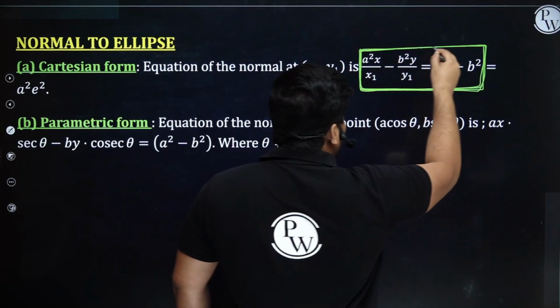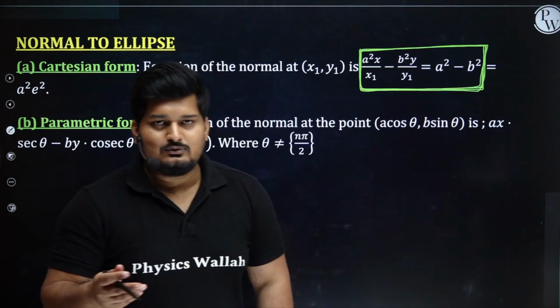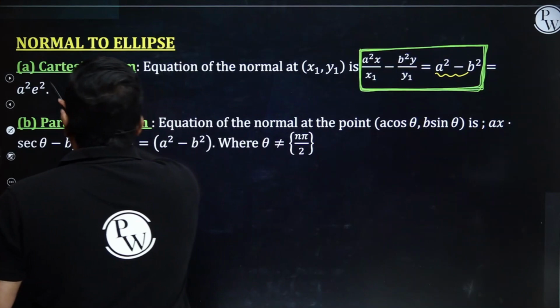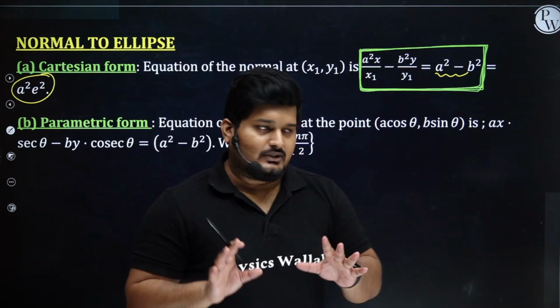Okay. So obviously b square here, we have written that b square is equal to a square minus a square e square. So we can replace a square minus b square here with only a square e square also. This also helps in some calculation. How to derive it, you can do on your own. You have to remember it at any cost. If you want to save time, remember it, guys, at any cost.